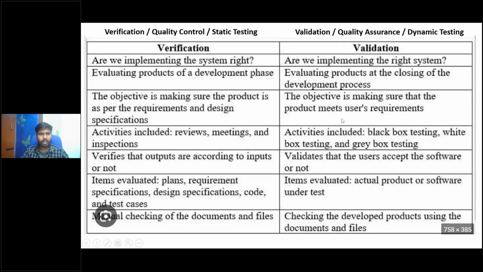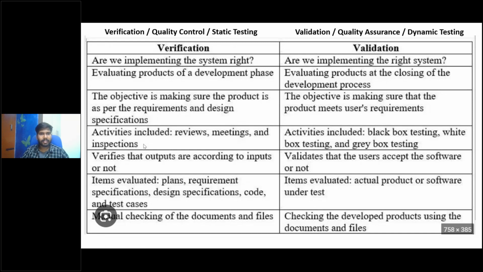Usually the activities we do, reviewing, inspections, and meetings, are part of the verification process. Whereas normal testing, black box, white box, and gray box, where we create test scenarios and test cases, execute them, and track the testing evidences, everything will be part of validation. In verification, at a high level we are just doing the testing, whereas in validation we deep dive into the testing and document everything for documentary evidence.